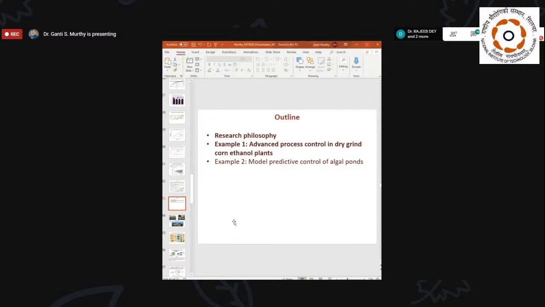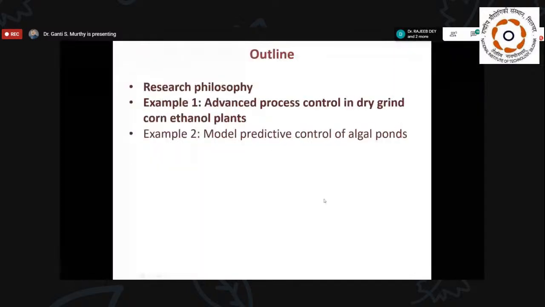Okay. Well, I think I will continue with this for a few more minutes. So I'll go on to the model predictive control of algal ponds.